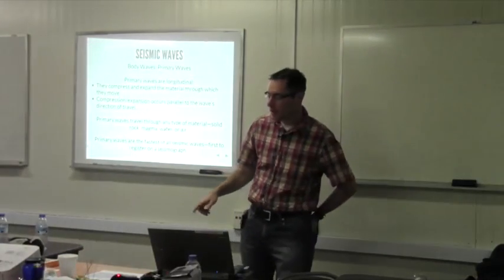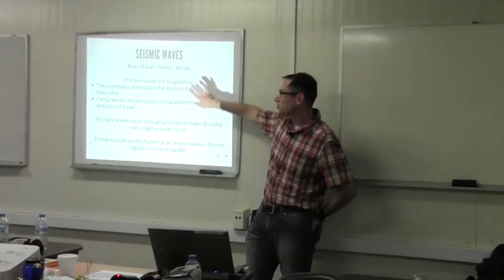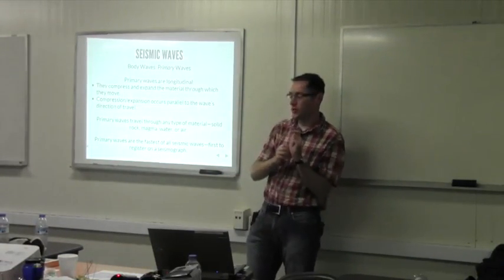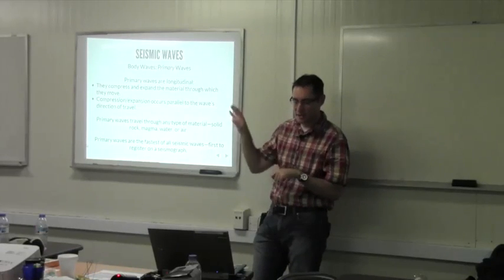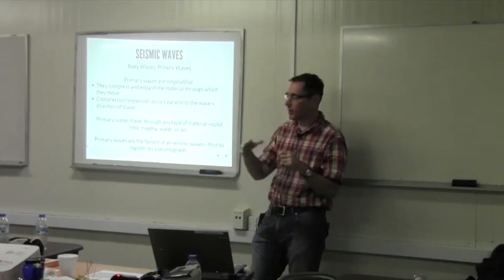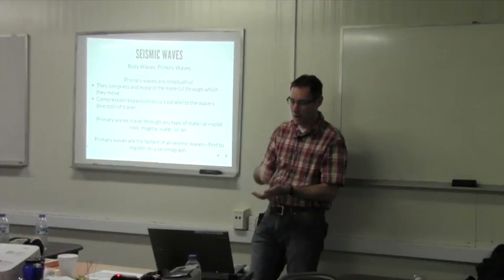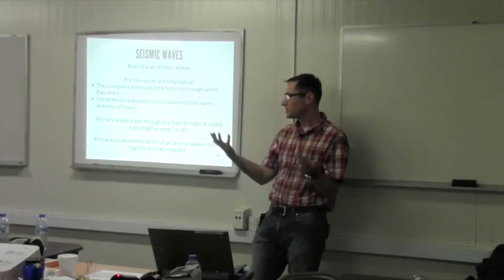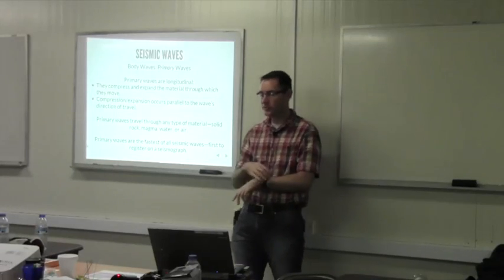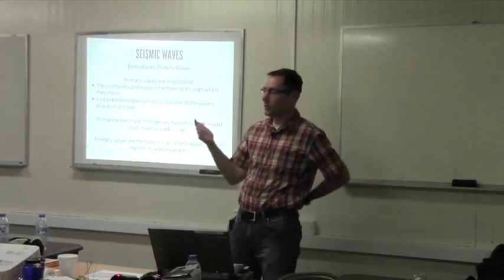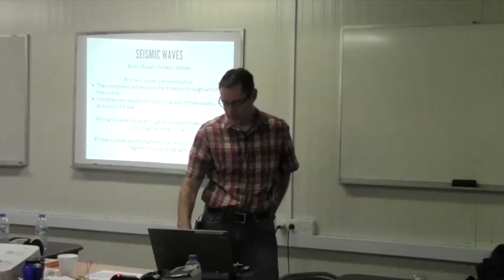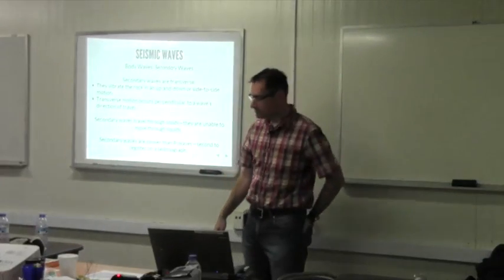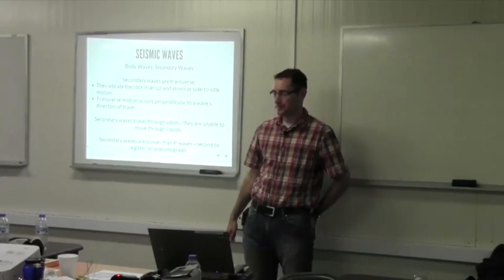Okay? Primary waves, longitudinal, they compress and expand the material in which they move. We already talked a little bit about this. Primary waves go through any kind of material, rock and water and air and whatever. And they're also faster. Turns out they're faster because of the way they're produced. And they're the first ones you get when you look at the little seismograph. Then you get secondary waves.